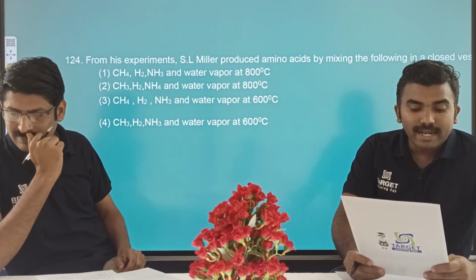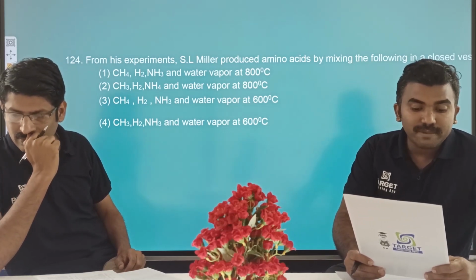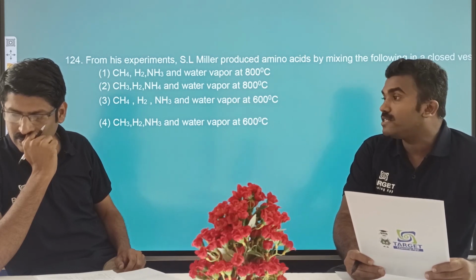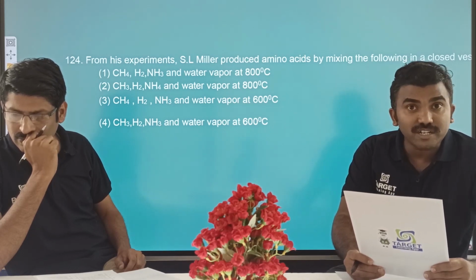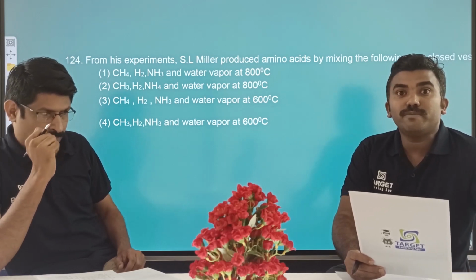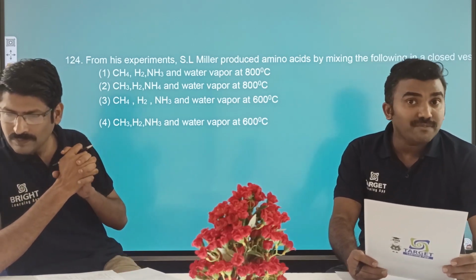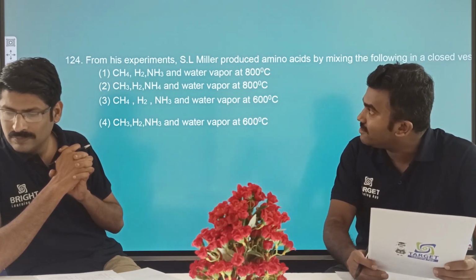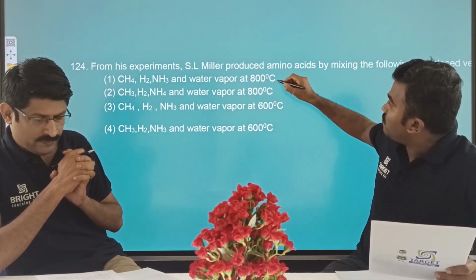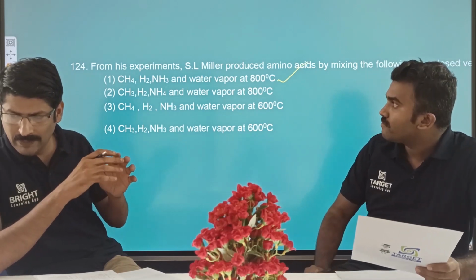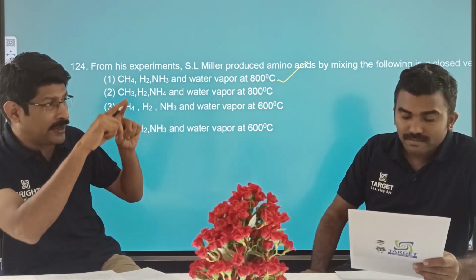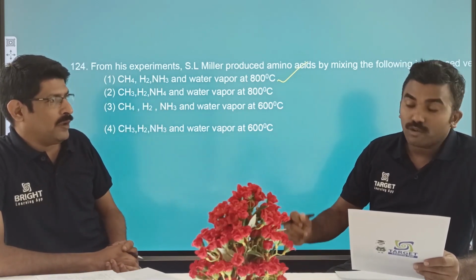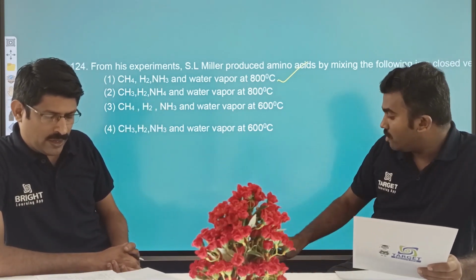It is given that they had taken a mixture of methane, hydrogen, ammonia, and water vapor, at a temperature of 800 degrees Celsius, to conduct the experiment to prove the chemical evolution of life, and they got amino acids as the result. So the right answer in this option is 1, the first one. 127 is the page number, and on 128 they give the diagram of the experiment, also explaining S.L. Miller and Urey's experiment. Stanley Miller and Harold C. Urey.